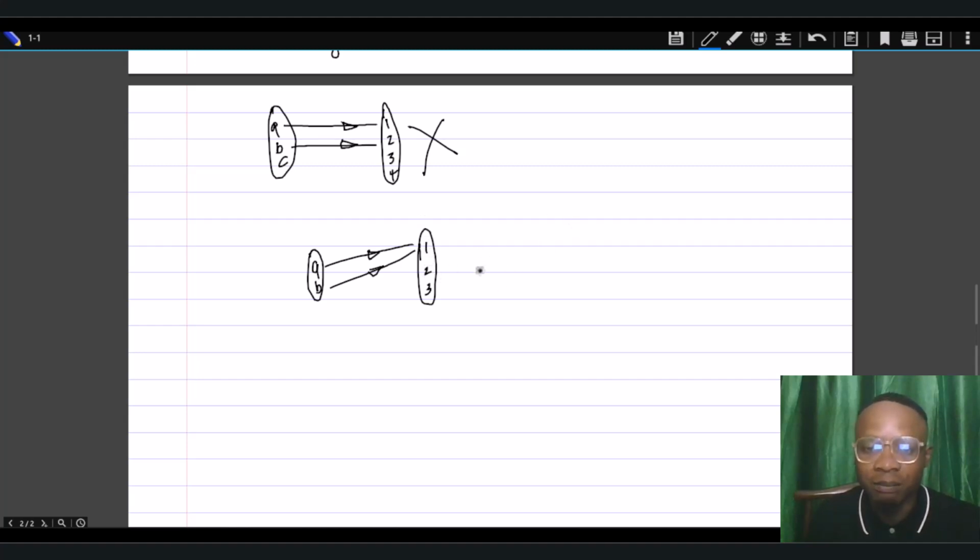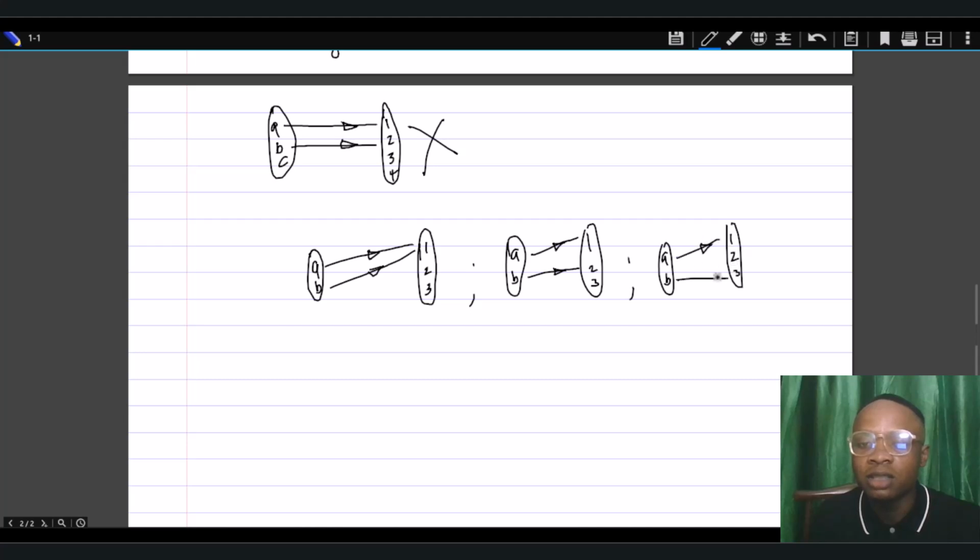Now, if we go further, we can have another option still with the same set. So with the same set, we'll have, let's say, A, B again, and we have 1, 2, and 3. Then we associate A with 1 again, but this time around we want to associate B with 2. So this is another option. We can also have another option where A is associated with 1 still, but B is associated with 3. So in that case, we will have this A, B. Okay, we still have 1, 2, 3 here. A is associated with 1, but now B is associated with 3.